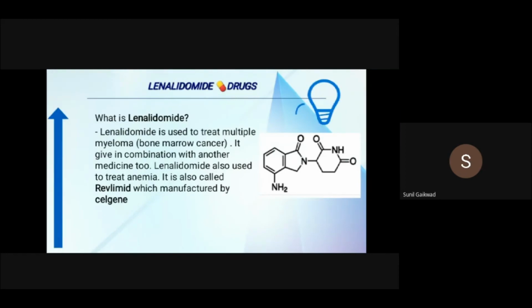My next drug is lenalidomide. What is lenalidomide? Lenalidomide is used to treat multiple myeloma, mostly used in bone marrow cancer. Myeloma is a bone marrow cancer. It is given in combination with other medicines too. Lenalidomide is also used to treat anemia. It is also called Revlimid, which is manufactured by Celgene.